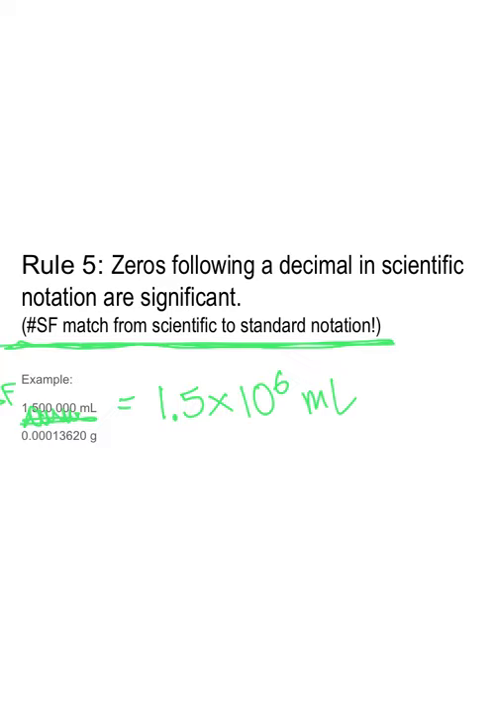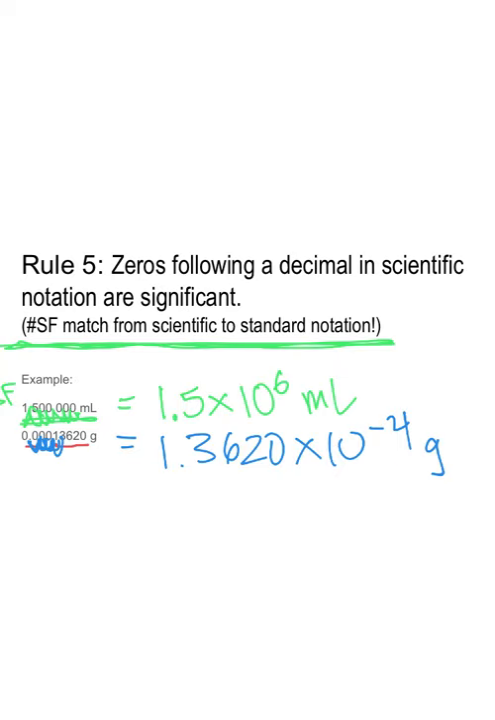For the next example, we have 0.00013620, and this trailing 0 is significant because there is a decimal point in the number. This has 5 significant figures. So when we go to scientific notation, that decimal is going to move to the right, in this case, until it is just after the first non-zero digit. So it would have to move 1, 2, 3, 4 times. Our number here is going to be 1.3620 times 10 to the negative 4th grams. This 4 is negative because our original number was less than 1.